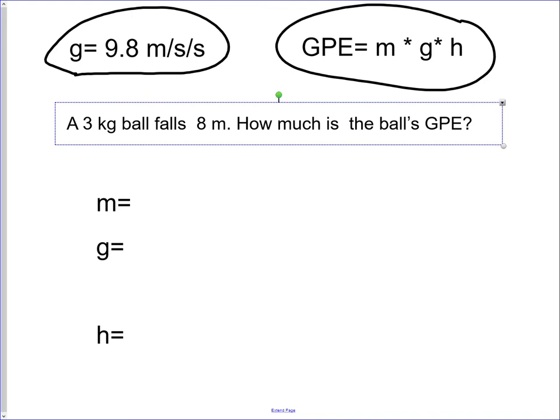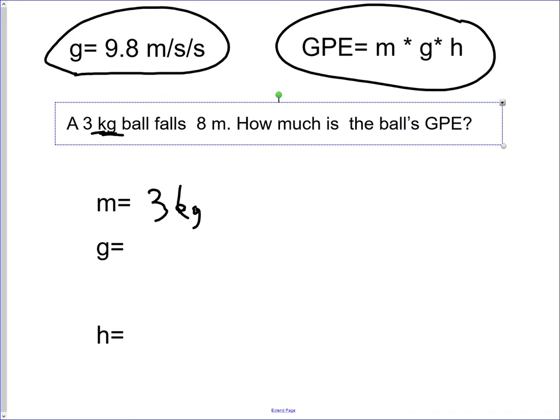A 3-kilogram ball falls from 8 meters, and it asks, how much is the ball's GPE, or gravitational potential energy? What we want to do is plug in what we know. I know my mass, dealing with the ball, is 3 kilograms. So I'll put 3 kg.